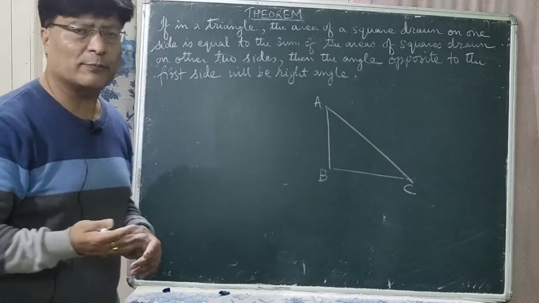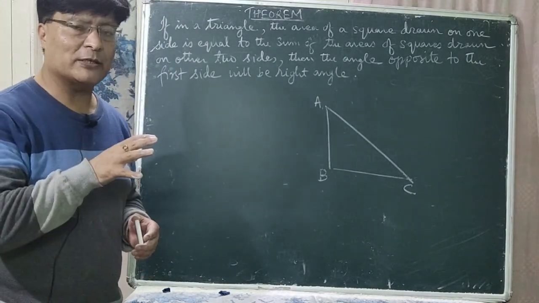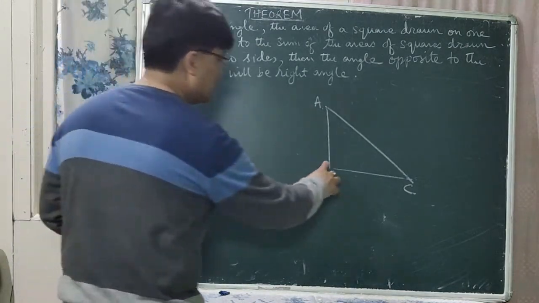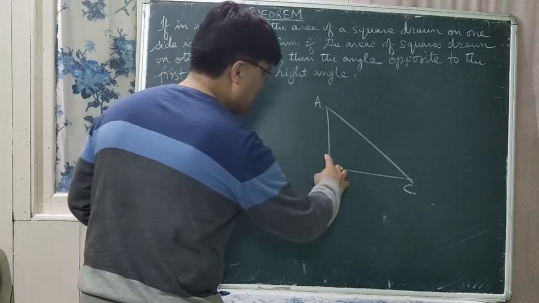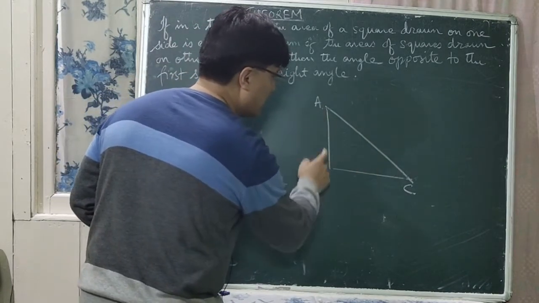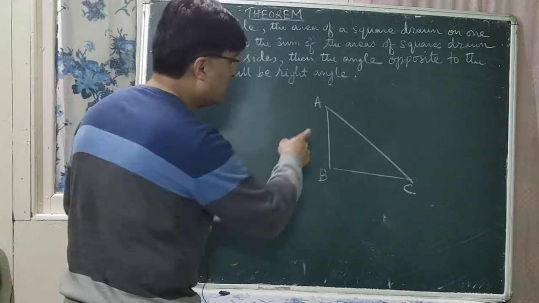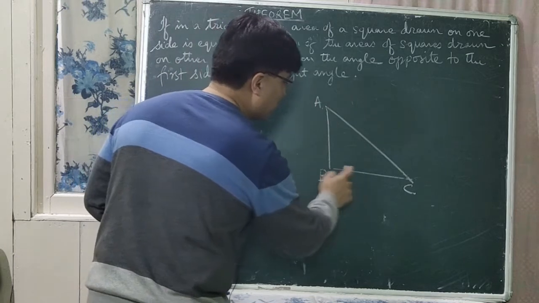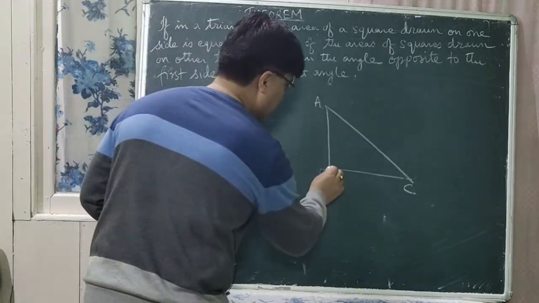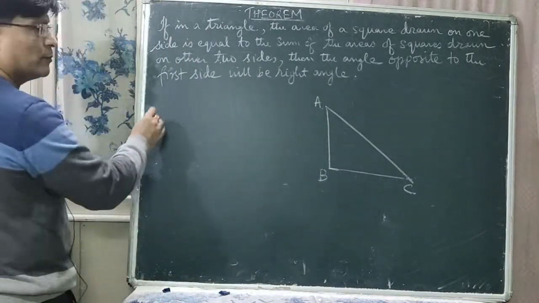So this is just the converse part of Pythagoras theorem. In the Pythagoras theorem, what was given? This angle B is 90 degrees, and you have to prove that AC square is equal to AB square plus BC square. But this is the converse part. In this case, AC square is equal to AB square plus BC square is given. You have to prove that this angle B is 90 degrees. Is that clear to all of you? So let us prove it.